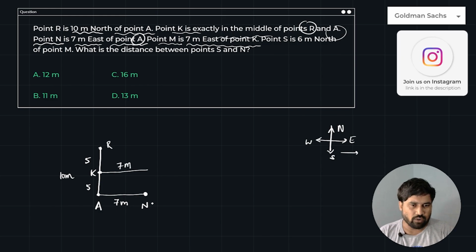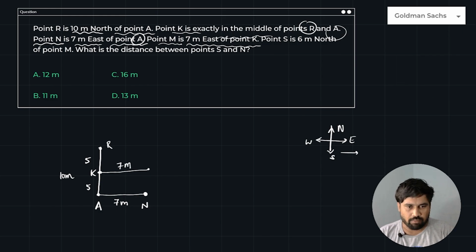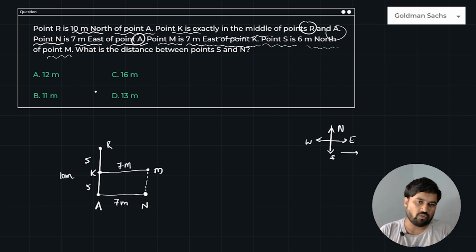And we already know A to N distance is 7 meters, and K to M also 7 meters, means these two are in the same straight line, right? So let's look into the next one. Point S is 6 meters north of point M. So now yes, direction depends on M. Where is M? M is here, and north is nothing but towards top, and this is 6 meters. So 6 meters. Why I have drawn a little lengthier line? Because this line is 5 meters, and 6 meters needs to be a little longer than the 5 meters. So that's why I drew it.